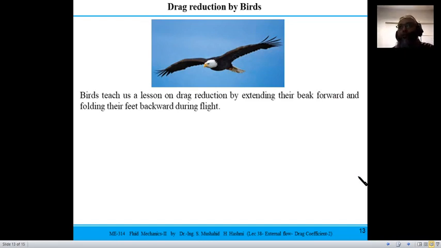In nature also, drag reduction takes place. For example, birds like eagles extend their beak forward, so that reduces their frontal area, and they also fold their feet backward during the flight, so that the shape becomes more streamlined. So this is how birds reduce their drag, and they save some of the energy which is required in flying.